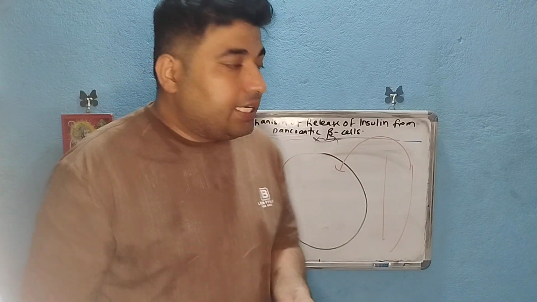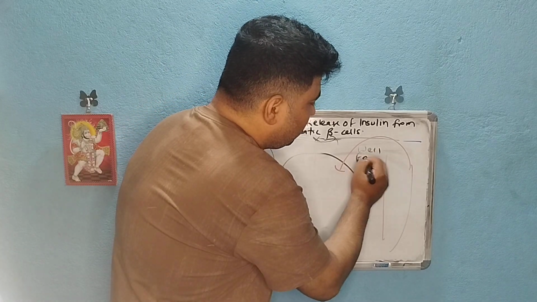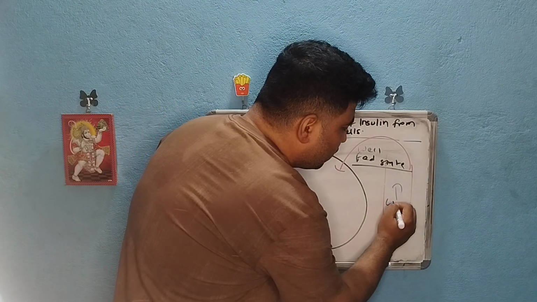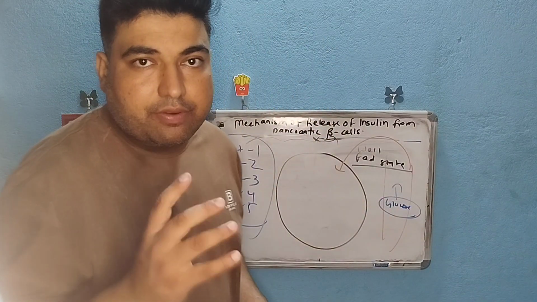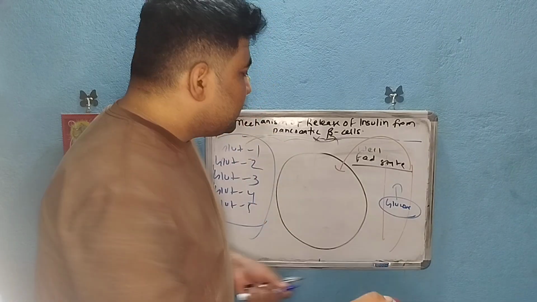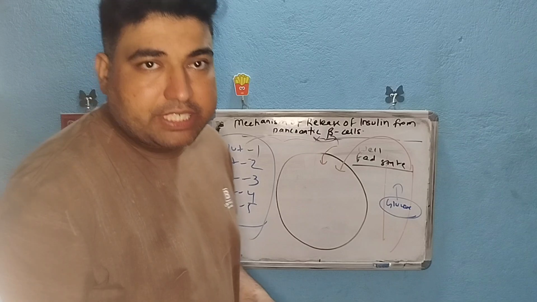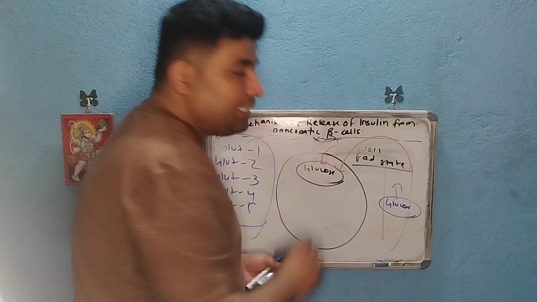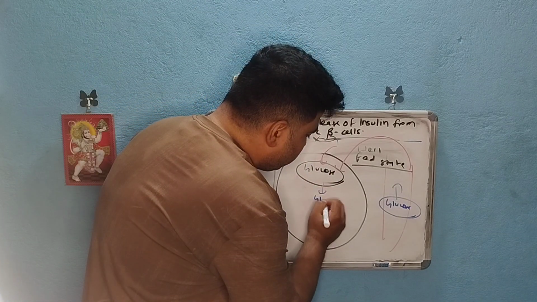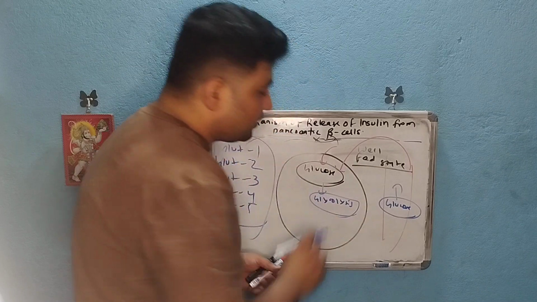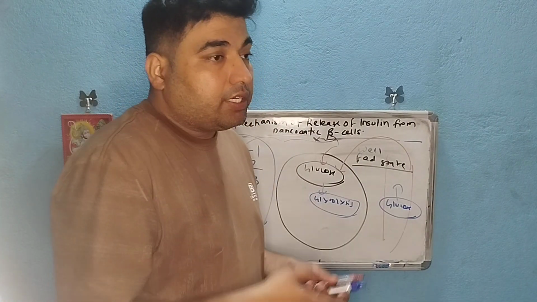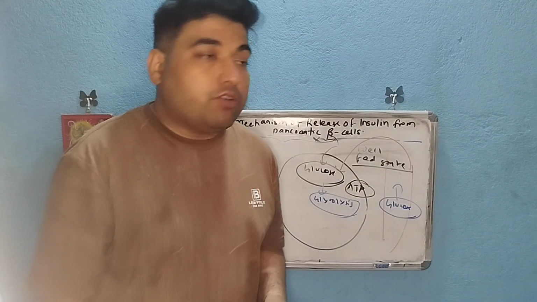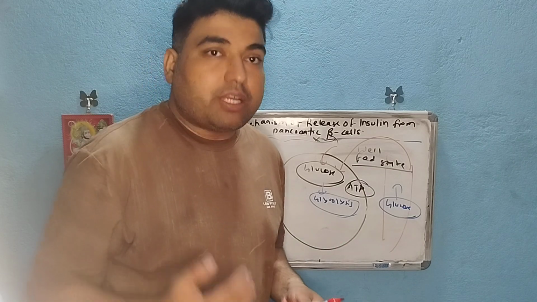Now during the well-fed state, when the level of glucose in the blood increases, it is taken up by the pancreatic beta cells. In the pancreatic beta cells, the glucose undergoes glycolysis. During this process, when the glucose is metabolized, there is a formation of ATP, adenosine triphosphate, which is the energy source for our body.